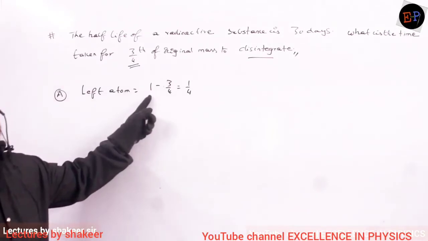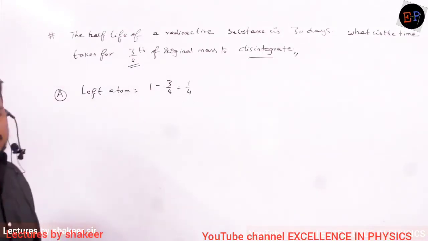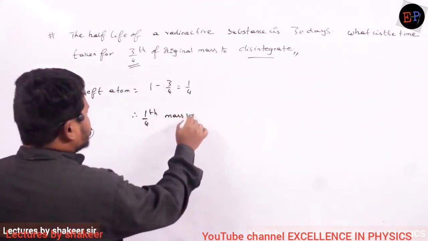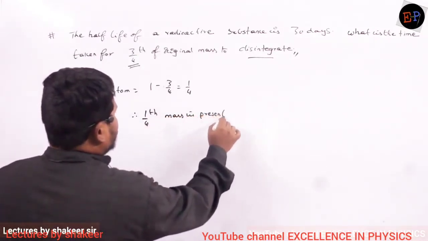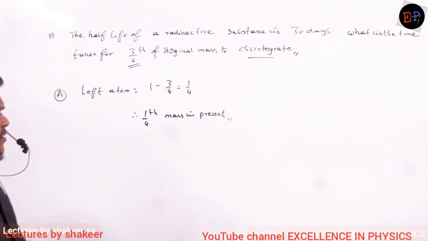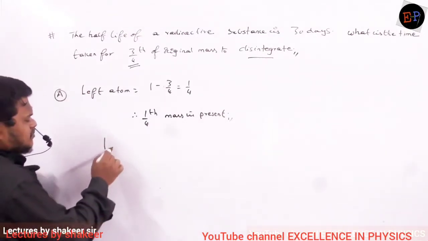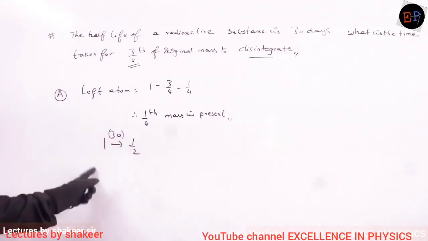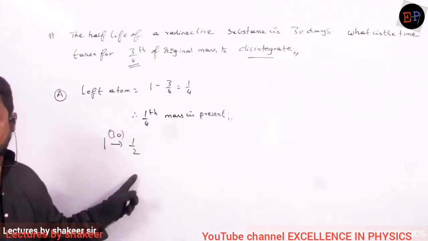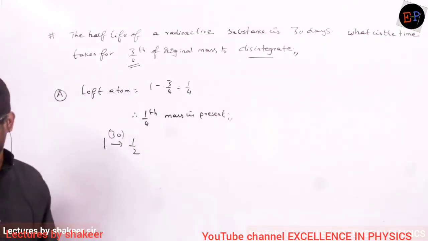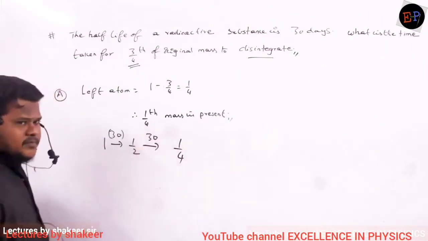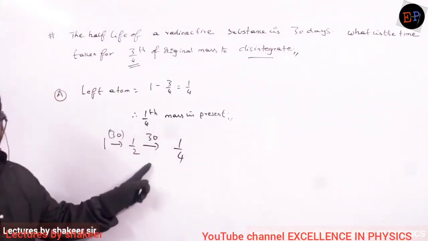If the original number is 1, 1 minus 3 by 4 is 1 by 4. So therefore 1 by 4th mass is present. Are you able to understand? So in which condition will you get 1 by 4? Very simple. 1 converts into 1 by 2 after 30 days. The half-life, 30 days, is already given. 1 by 2 converts into 1 by 4 after another 30 days. So that's all.